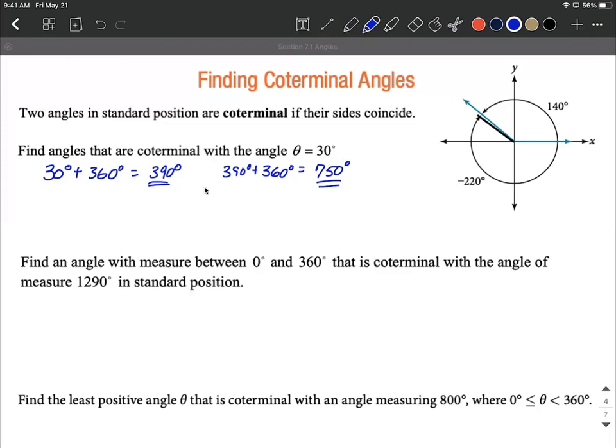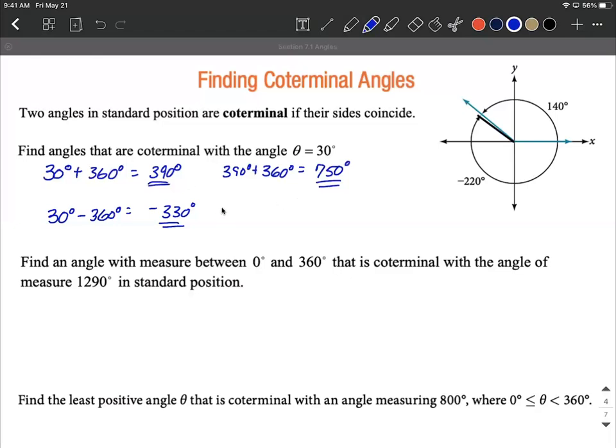Now, in this case, we added 360 degrees. We could also find coterminal angles by subtracting 360 degrees. So if we took 30 degrees and we subtracted away 360 degrees, this is going to be negative 330 degrees. That too would be coterminal with these others, because that terminal side would land facing the exact same direction as what 30 degrees would, or any of these others.